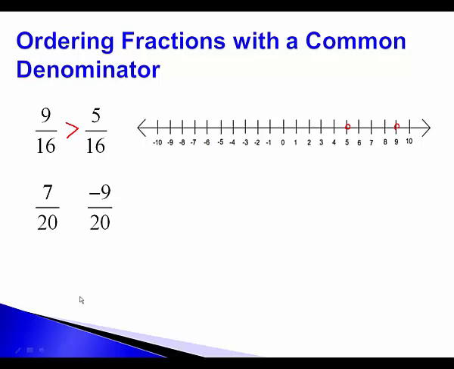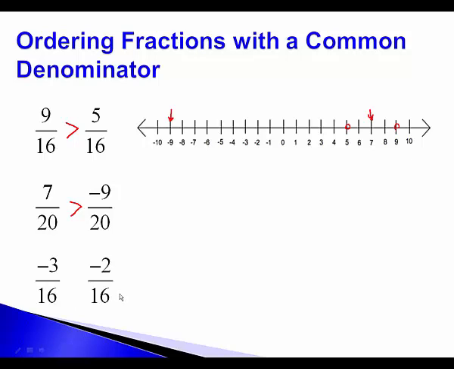What about this one? 7 over 20 and negative 9 over 20. Well, this time the 7 is way over here, and the negative 9 is way out here. I'm once again going to put the symbol toward the smaller number, and it's the one that is farther to the left on the number line. So it would be this, and it would be read 7 over 20 is greater than negative 9 over 20.